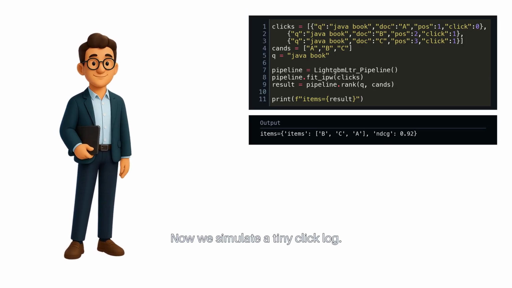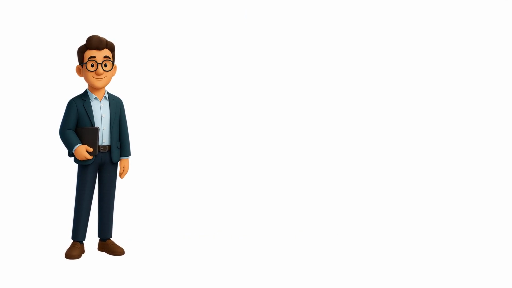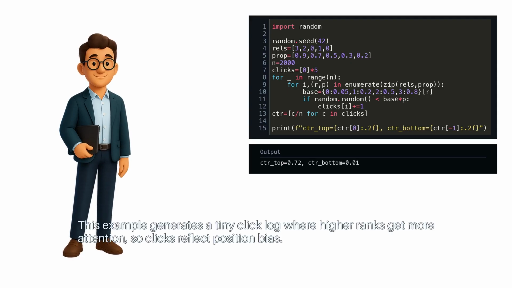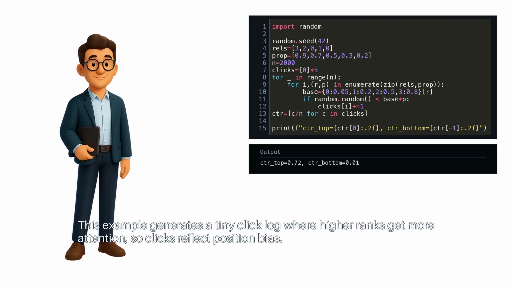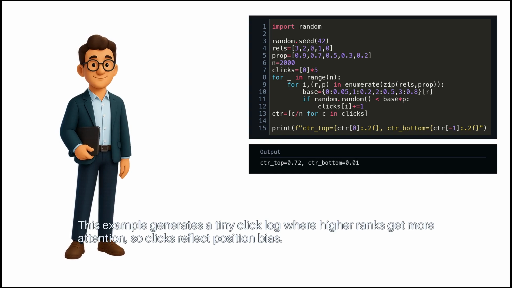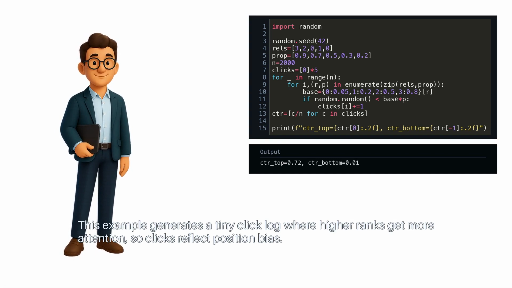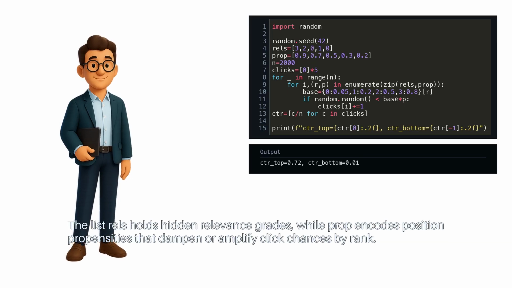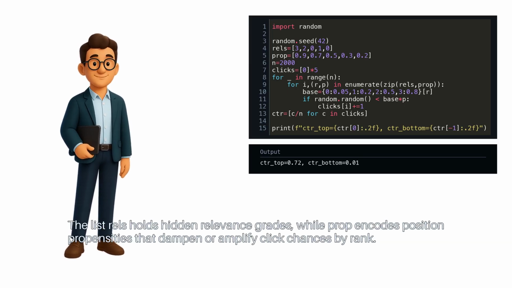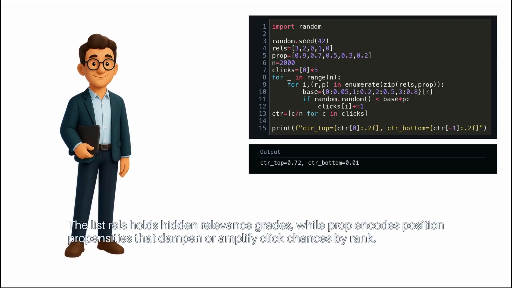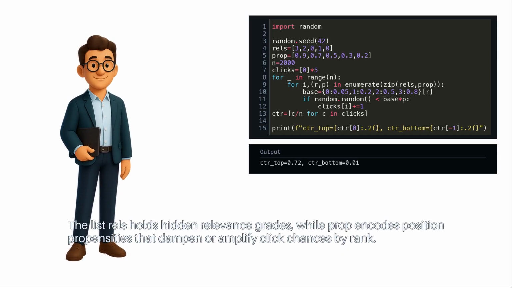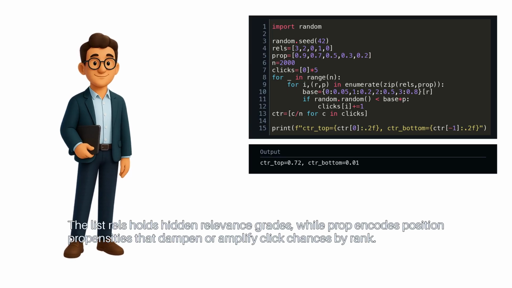Now, we simulate a tiny click log. This example generates a tiny click log where higher ranks get more attention, so clicks reflect position bias. The list rels holds hidden relevance grades, while prop encodes position propensities that dampen or amplify click chances by rank.